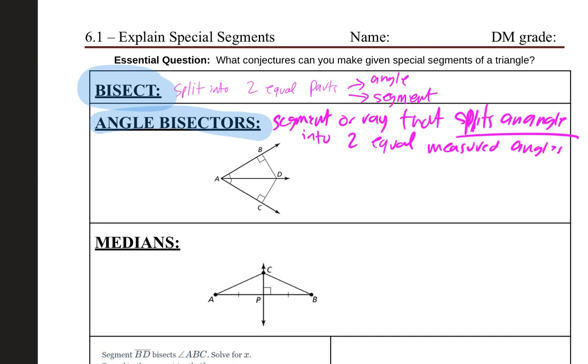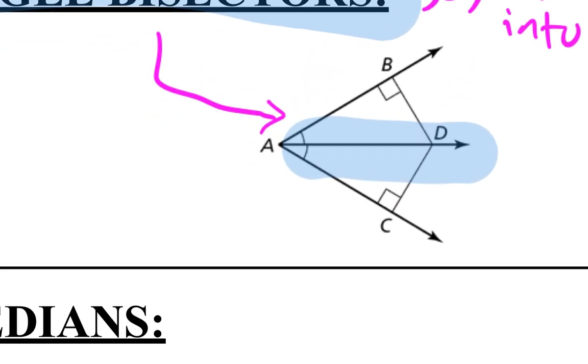So if we look at it right over here, the angle bisector on this is going to be AD. So AD is our angle bisector. And here's how we're going to think about that. This is our hint. This is what we're going to be looking for, these arcs. That's what tells us that it is an angle bisector, because those are two equal angles, so we know this is the angle bisector.